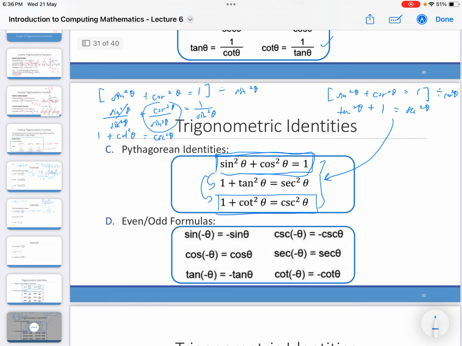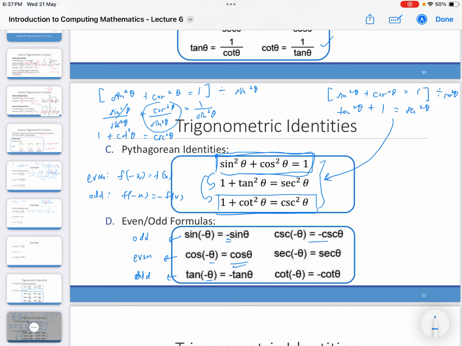Okay, next one is the even or odd formula. For sine, sine of negative theta equals negative sine theta. Cos of negative theta equals cos theta. And tangent of negative theta equals negative tangent theta. The cos, we call an even function. An even function is when f of negative x equals f of x. Sine and tangent are called odd functions. An odd function is when f of negative x equals negative f of x.